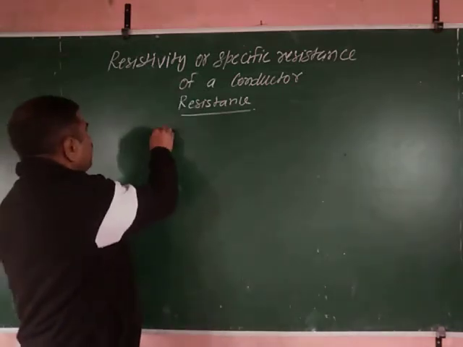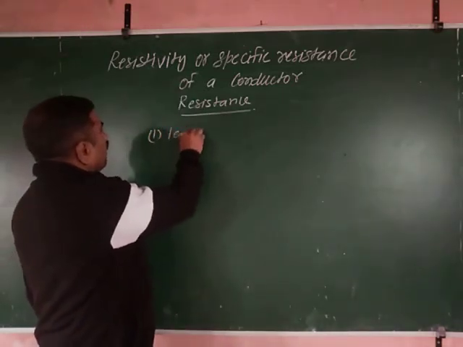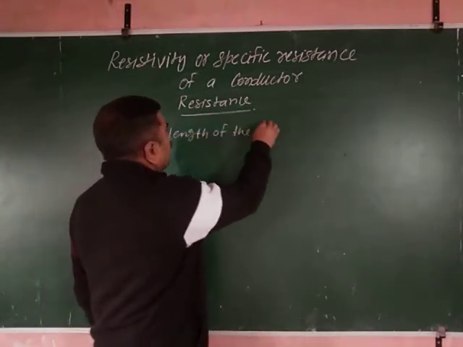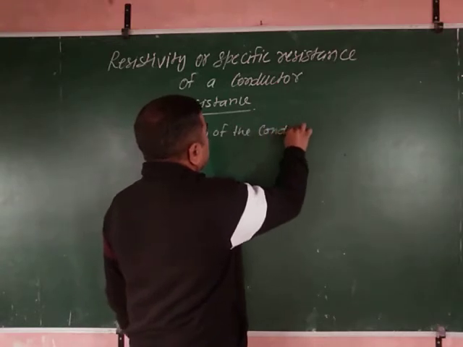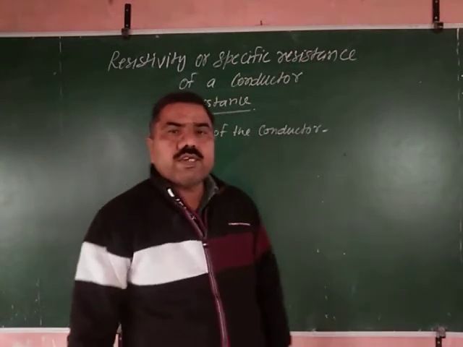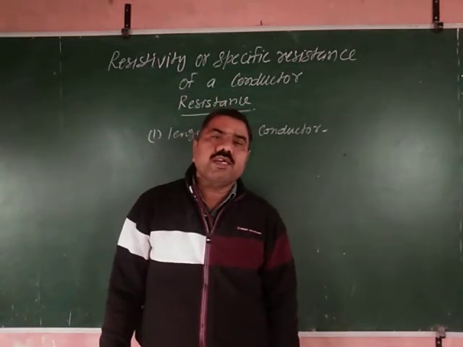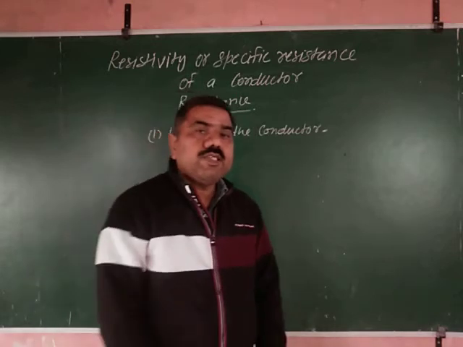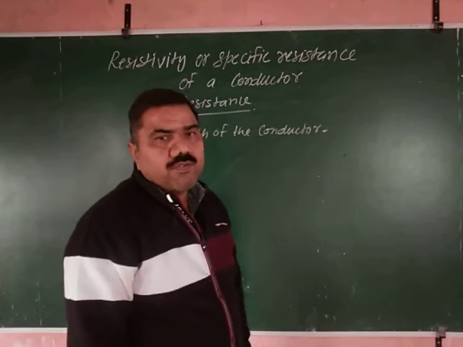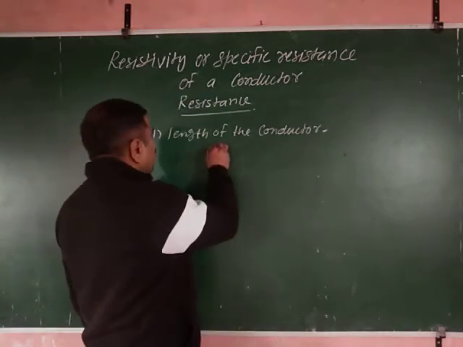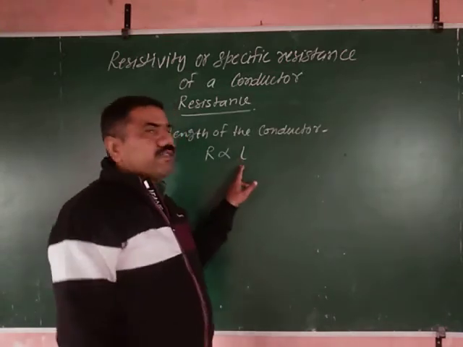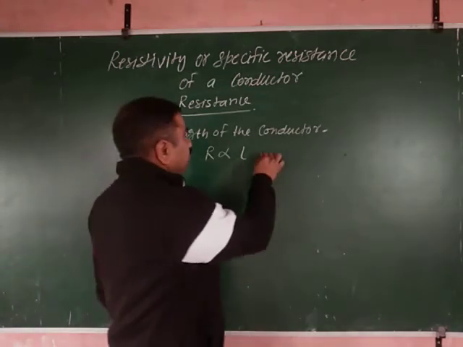Number one, length of the conductor. And how does the resistance of a conductor depend on the length of the conductor? The resistance of a conductor is directly proportional to the length of that conductor. That is, R directly proportional to L, where L represents the length of the conductor.